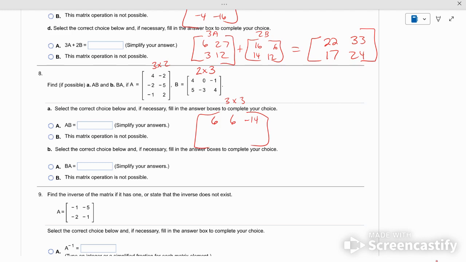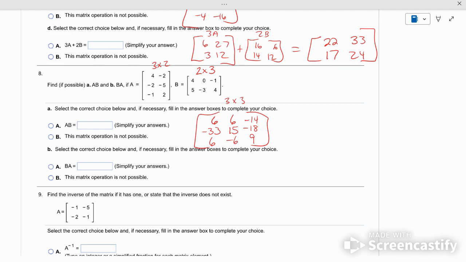Then you do the middle row. Same process. Negative 8 plus negative 25 is negative 33. 0 plus 15 is 15. 2 plus negative 5, or 2 plus negative 20 is negative 18. And then bottom row. Negative 4 plus 10 is 6. 0 plus negative 6 is negative 6. 1 plus 8 is 9.